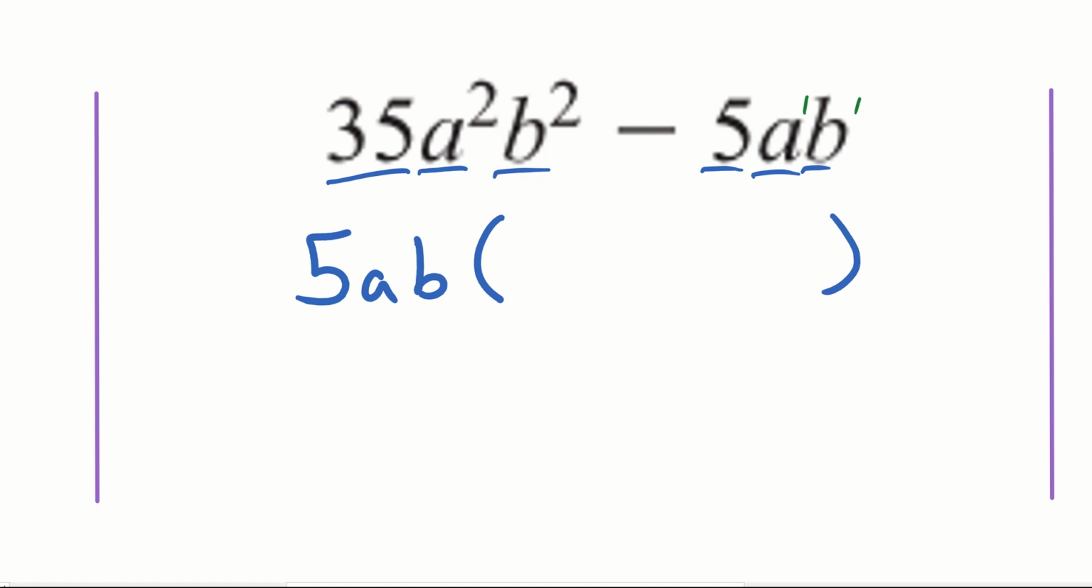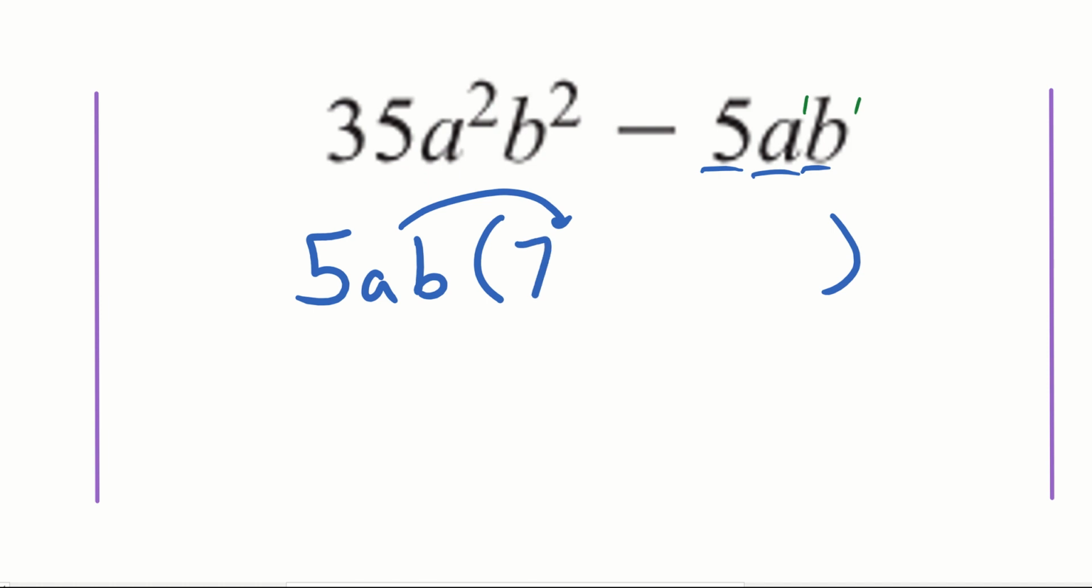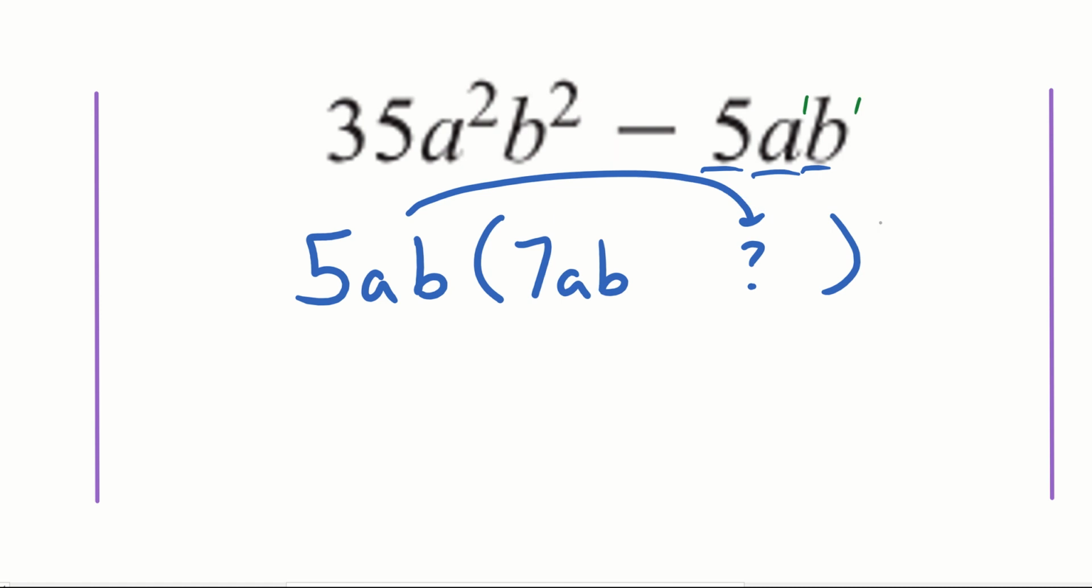You'll get overwhelmed. Now that we have the GCF factored out, we got to get back to where we started. 5ab times what will get me back to 35a squared b squared? We'll take it in pieces again. 5 times 7 gives me 35. A times another a gets me back to a squared, and b times another b gets me back to b squared. Not bad. 5ab times what will get me back to minus 5ab? Well, 5 times what gets me back to minus 5? Well, that would just be a negative 1.